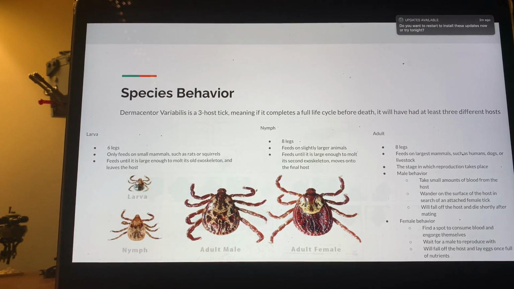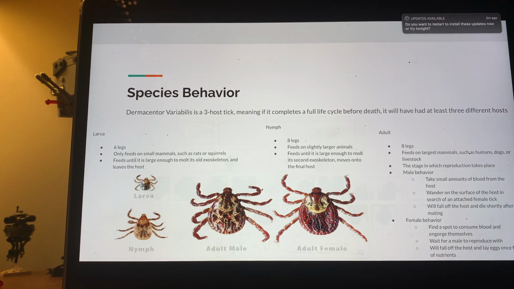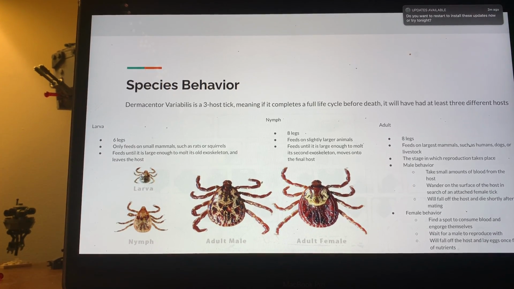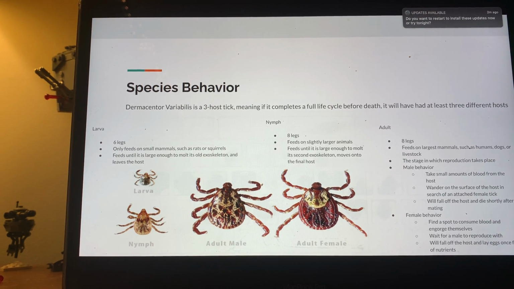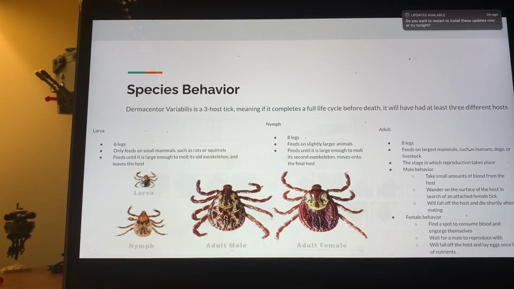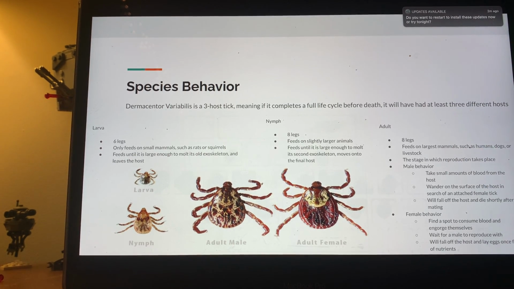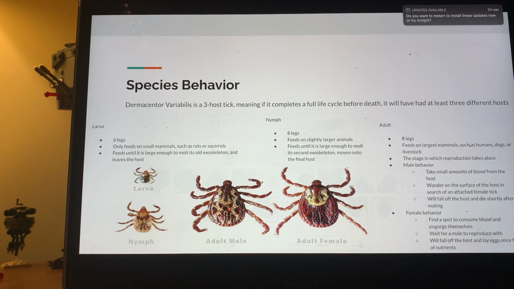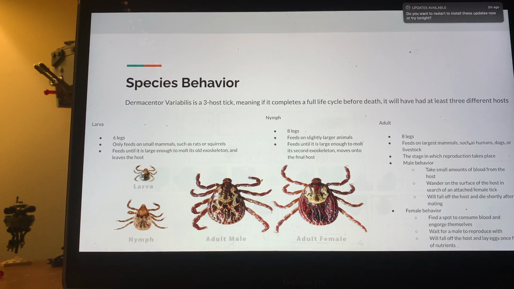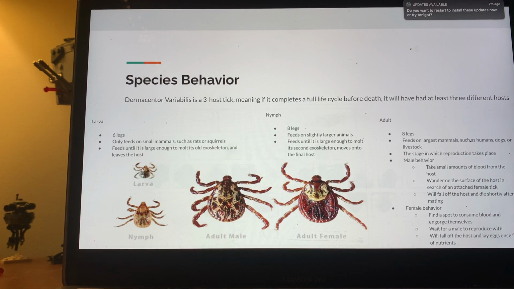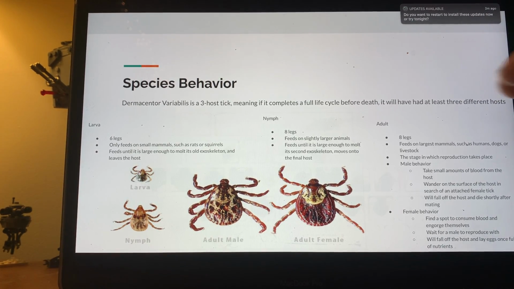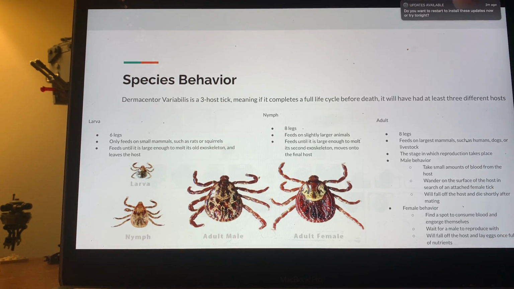And then, as far as the species behavior goes, the Dermacentor variabilis is a 3-host tick, meaning if it completes a full life cycle before death, it will have had at least 3 different hosts. And then the key here is on the at least part. This just means that as long as they do end up reaching that full life cycle, they're going to have at least 3. Now, they could get knocked off somewhere along the road, end up with 4, end up with 5, could be 6. It's hard to say, but to get to the adult stage, they'll have to have 3 individual hosts at the minimum.